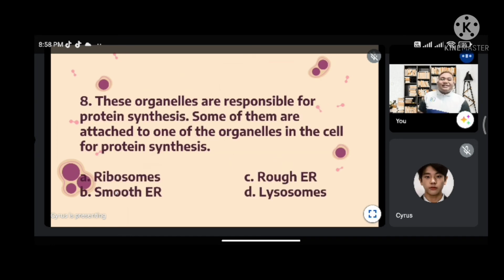Number 8. These organelles are responsible for protein synthesis. Some of them are attached to one of the organelles in the cell for protein synthesis. A. Ribosome. B. Smooth ER. C. Rough ER. Or D. Lysosome.